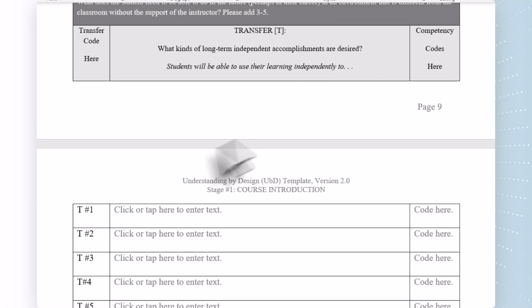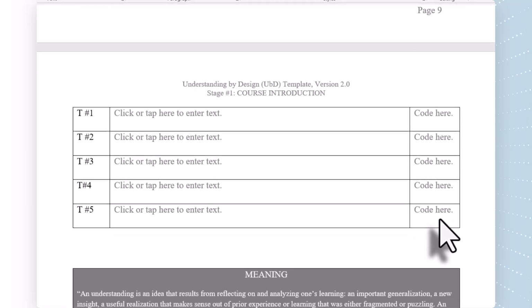In this section, you write your transfer term or what your long-term independent accomplishments that you desire for your students to be, and you tie them to a competency that you have listed in the above section.